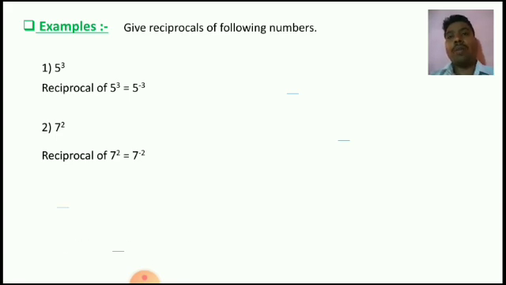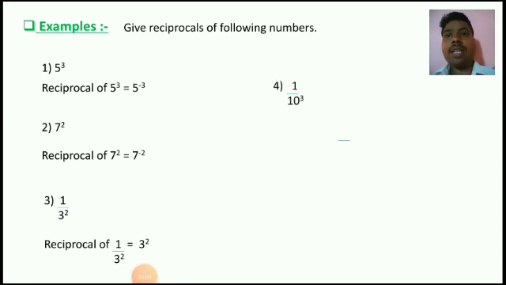Third example is 1 divided by 3 square. Reciprocal of 1 divided by 3 square is 3 square. Here 1 divided by 3 square means 3 raised to minus 2, so its reciprocal is 3 square. Next example is 1 divided by 10 cube. The reciprocal of this is 10 cube.